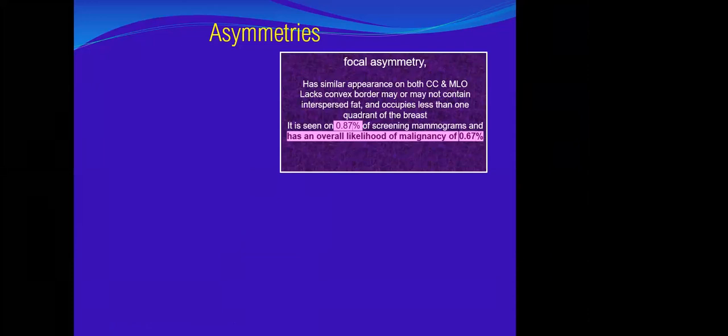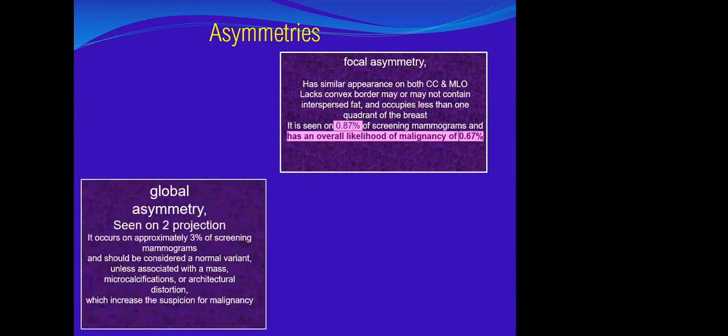And the focal asymmetry, you see, has been seen in less than 1%, about 0.87% of screening mammography, and has an overall likelihood of malignancy of 0.67%, a very low probability of malignancy, while global asymmetry occurs in about 3% of screening mammograms and should be considered, as we mentioned before, a normal variant unless it is associated with a mass, microcalcifications or distortion, which increase suspicion for malignancy.